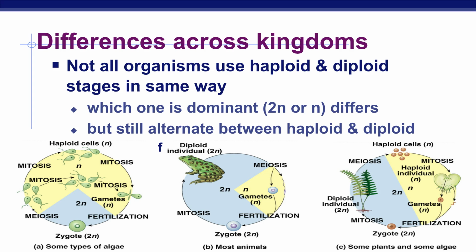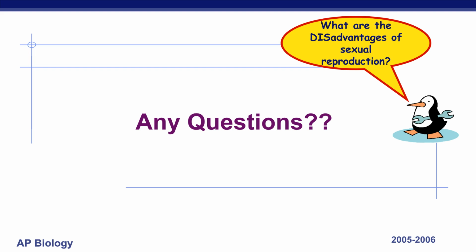Differences in sexual reproduction exist across kingdoms. Not all organisms use haploid and diploid stages in the same way. For example, the dominant stage, either 2N or N, can differ, but they still alternate between haploid and diploid states for sexual reproduction. This concludes our video on meiosis and sexual reproduction. We have covered the process of meiosis and the sources of genetic variability it creates. Thank you for watching.